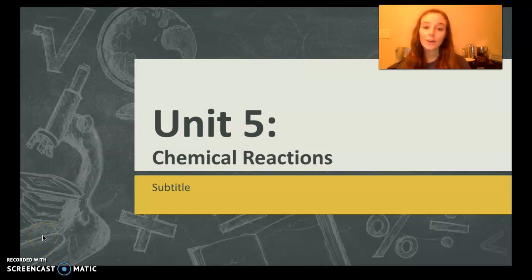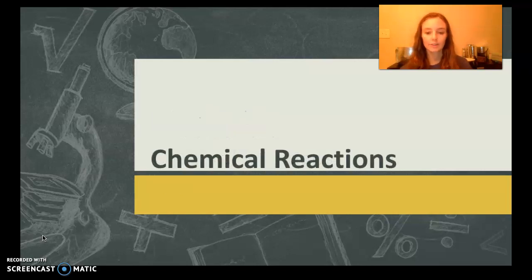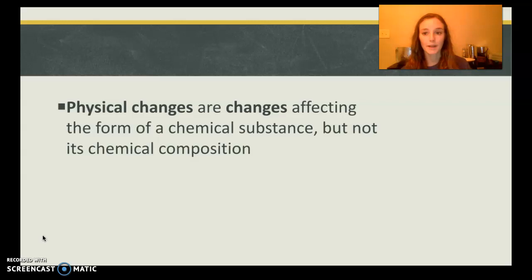We're going to continue on with Unit 5, Chemical Reactions. So please label your notes Unit 5, Chemical Reactions. And today we're going to talk about balancing equations, so make sure to write that at the top of your notes as well. So a little bit of review from first semester.